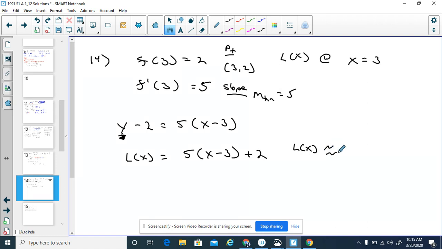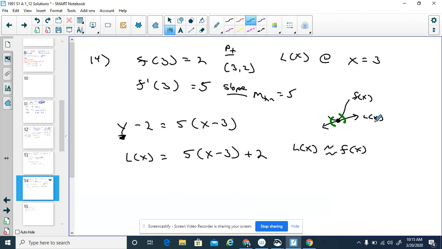L of x approximates f of x. So in a crude little world, if this is my curve f of x, not necessarily in this problem, it looks like that. Then this would be L of x because it's just a tangent line. We're using this to approximate f of x. At first glance, you're like, that's horrendous. But remember, it's only good for values of x that are close to the point of tangency.